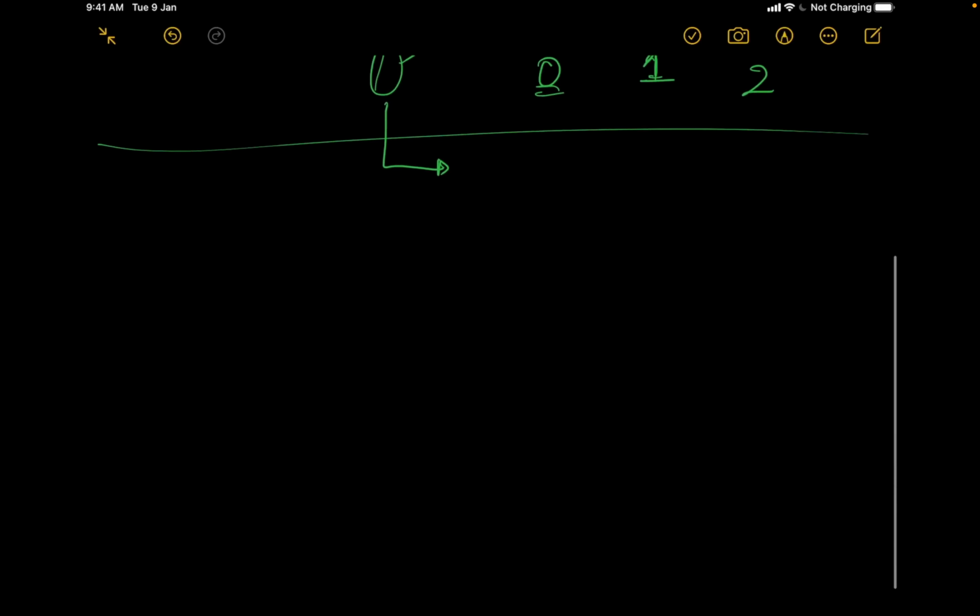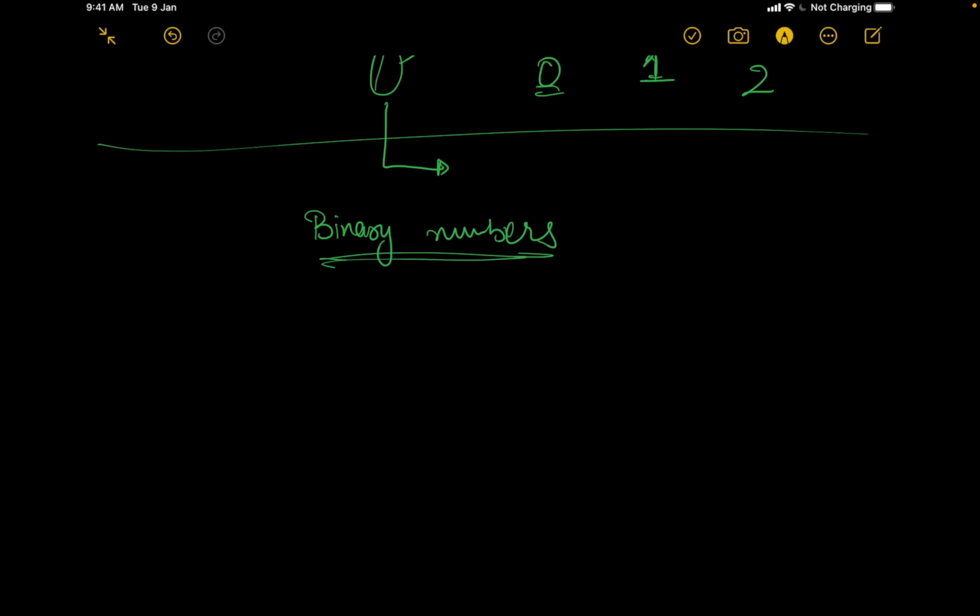So let's talk about what would be the minimal path. For that, let's talk about binary numbers. Any number can be represented in a binary format. So for example, this is 4, this is 6, right?